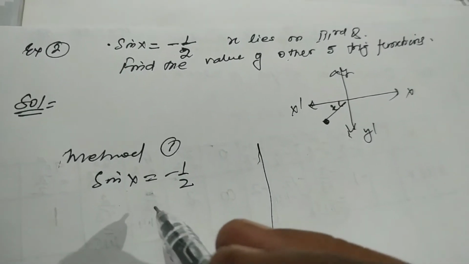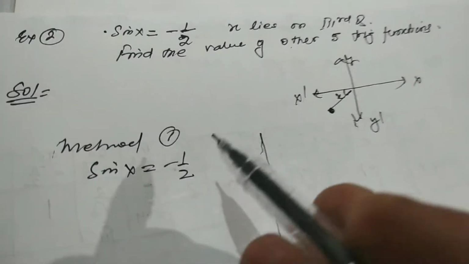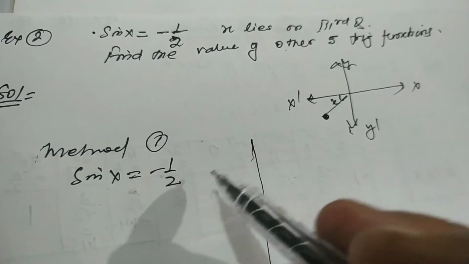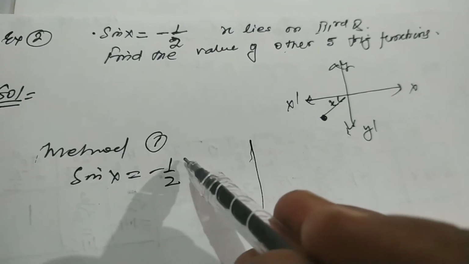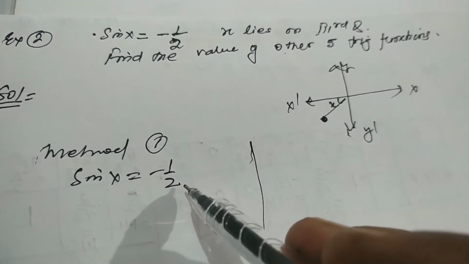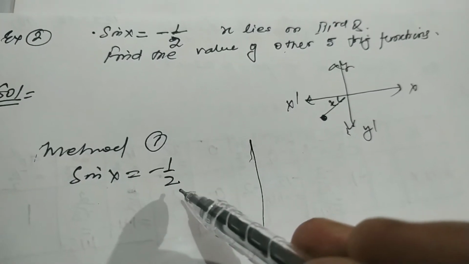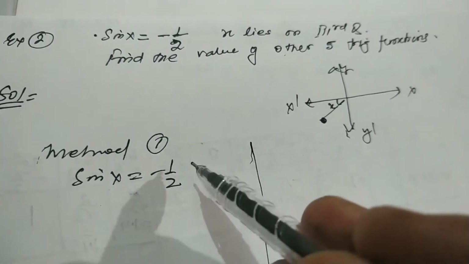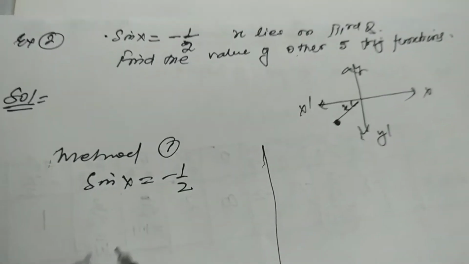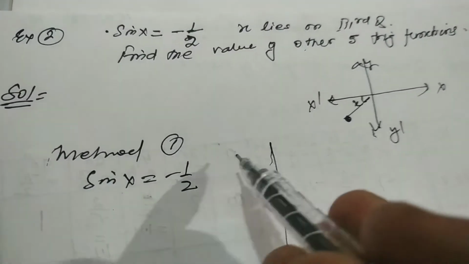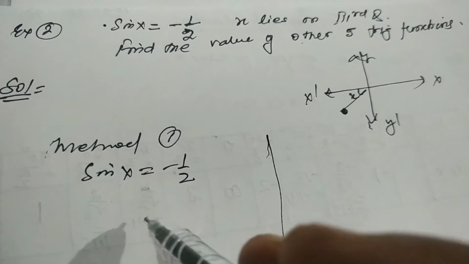and we need cos x. We cannot write this one. A lot of students write it as perpendicular upon hypotenuse. But 1 is not a perpendicular and 2 is not a hypotenuse. This is a ratio and it could be any other value also. So please avoid such type of mistakes.